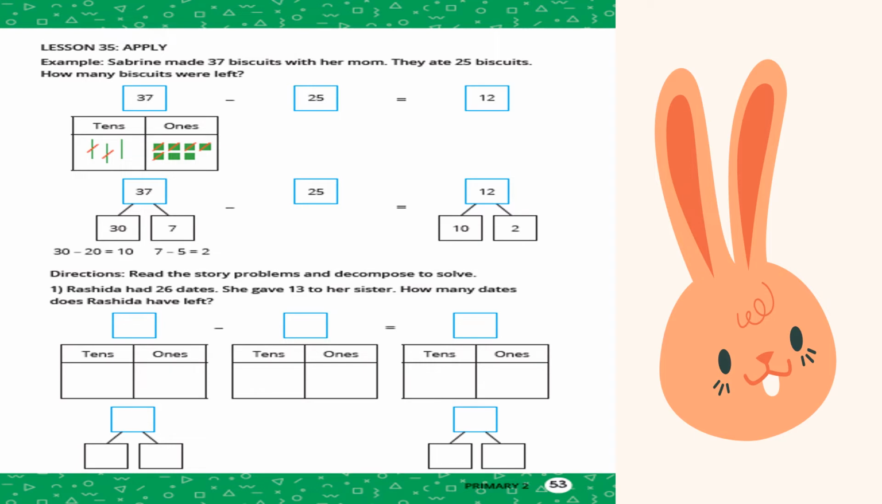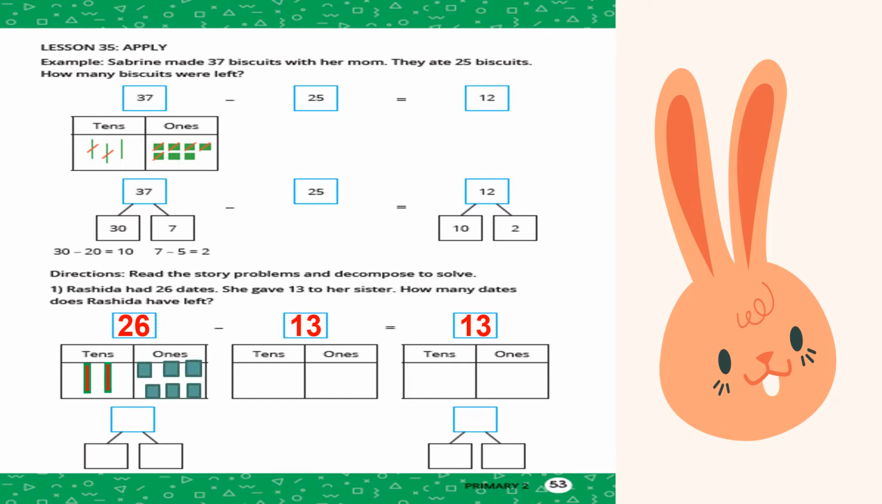So 26 minus 13. Let's start with ones. 6 minus 3, after 3, 4, 5, 6. How many fingers? 3. 2 minus 1 equals 1. So 26 minus 13 equals 13. 26. How many sticks do we have here? 2 sticks. How many small squares?